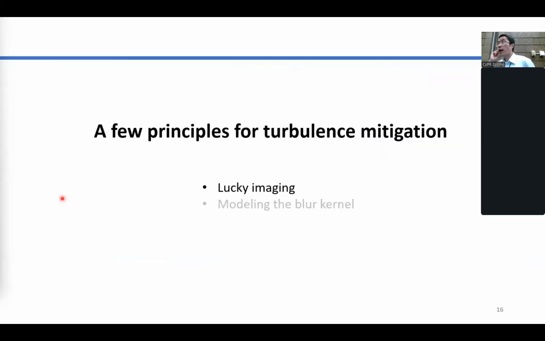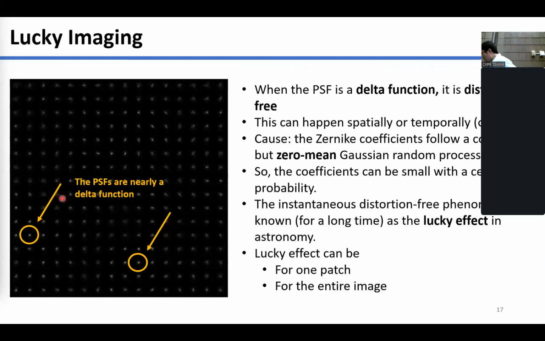Okay, so how do we do image restoration? Right now, we know which model is correct. We know we want to separate them, remove the tilt first, and then do the blur. So I'm going to comment on these two things: one is removing the tilt, the other one is removing the blur. So two principles, lucky imaging and the blur. Let's talk about lucky imaging.